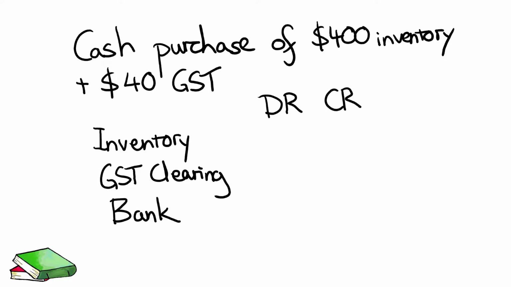So if we take a look at this cash purchase, since we're buying inventory, our inventory should be debited by 400. Our GST liability when we make a cash purchase should decrease, so we debit that by 40, and therefore our bank overall should be credited or decreased by $440 as a result of the cash purchase.